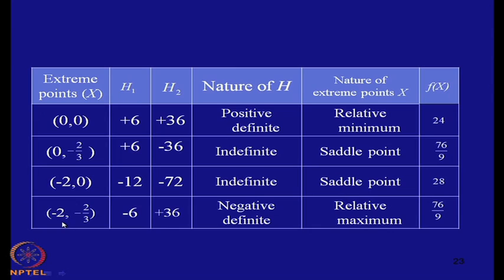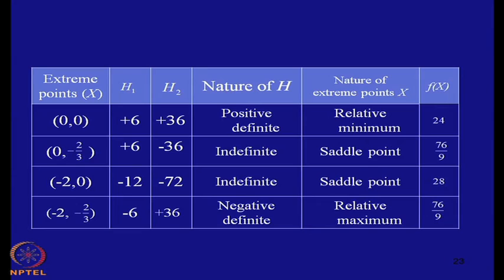Go to the last one, (-2, -2/3). The first principal minor gives the negative value -6, and the second principal minor gives the positive value +36. Since the signs alternate starting from negative, the Hessian matrix is negative definite, and the extreme point is a relative maximum point. This is the corresponding value.